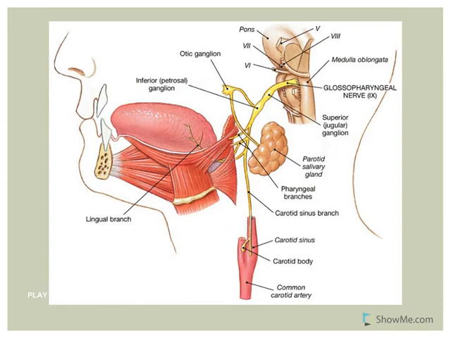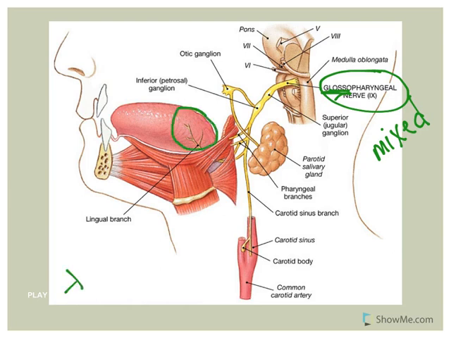Now the next one, cranial nerve number 9, is the glossopharyngeal. Glosso means kind of tongue. Pharyngeal, think throat or pharynx. This is also a mixed nerve. So glossopharyngeal is going to be involved in taste. So the posterior third of your tongue. So it's going to be taste, that's sensory.